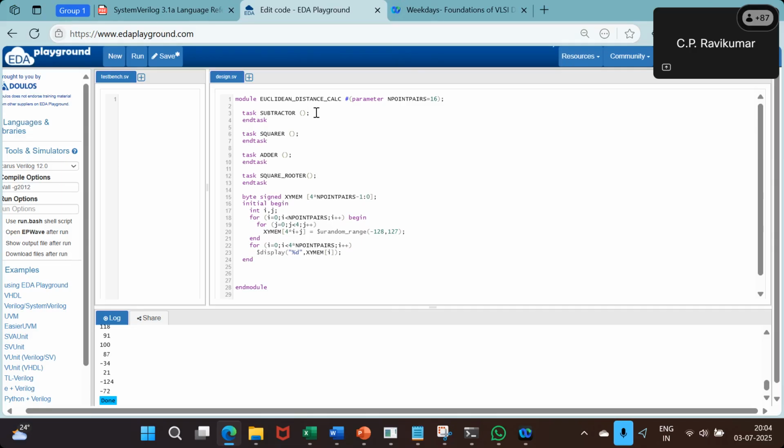So the subtractor will need 4 points. Okay, so maybe we'll take byte signed x1, x2, y1, y2, or x1, y1, x2, y2. Okay, so these are the things that the subtractor takes.